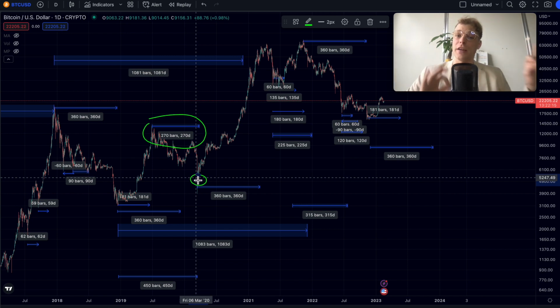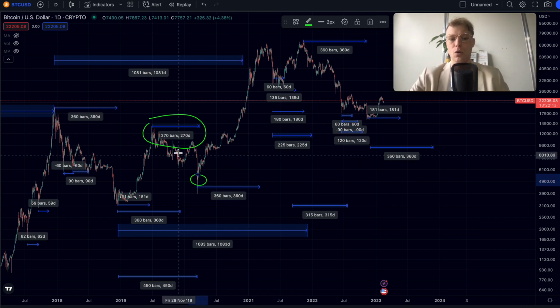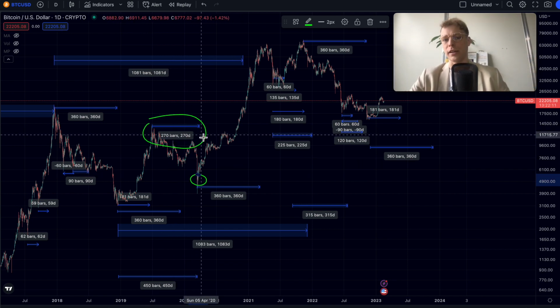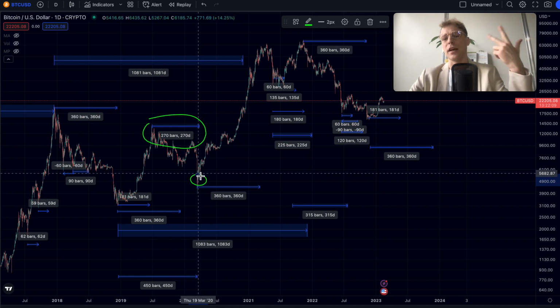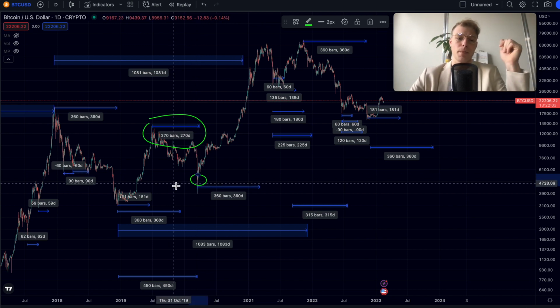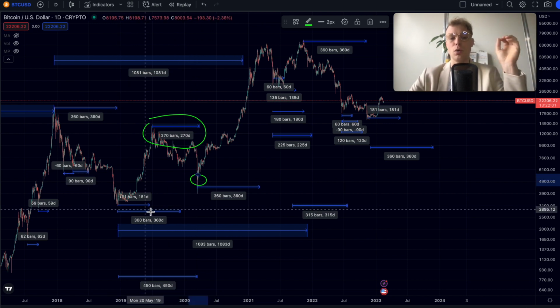High chance of a change in trend. Why? 270 days, one cycle completed, capitulation event, and we are seeing a high premium reading on the WhalePortal premium index. Very important. Right here the same. Low till the high, 180 days.